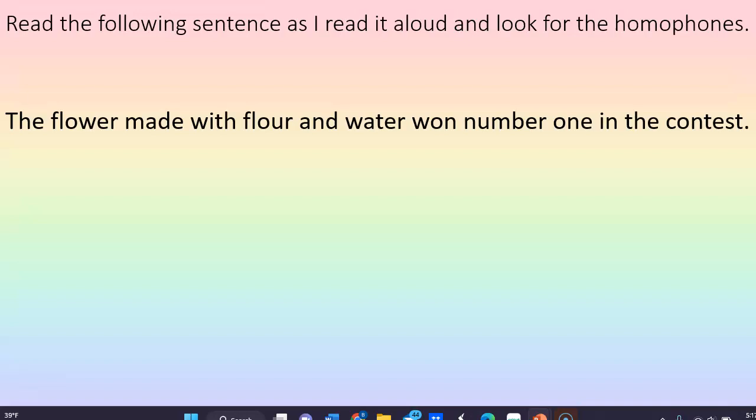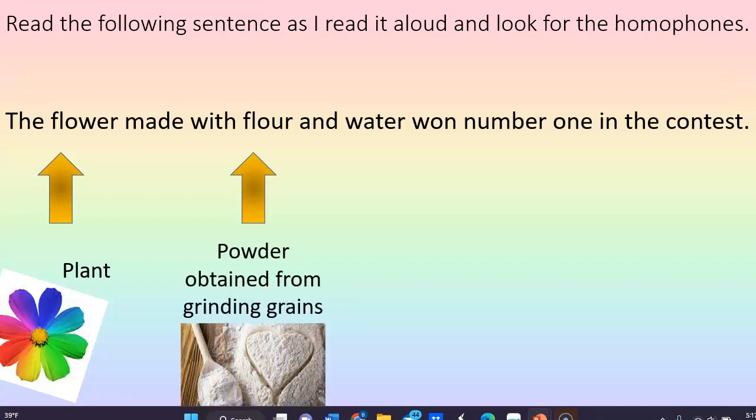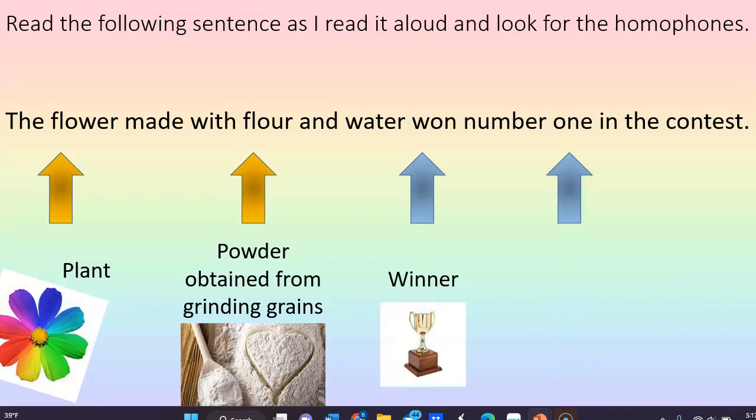Our first being flower, F-L-O-W-E-R, and flour, F-L-O-U-R. Flower represents the plant, and flour represents powder obtained from grinding grains. Our second set of homophones in this sentence is won, W-O-N, which tells us you're a winner, and one, O-N-E, which represents the number 1.